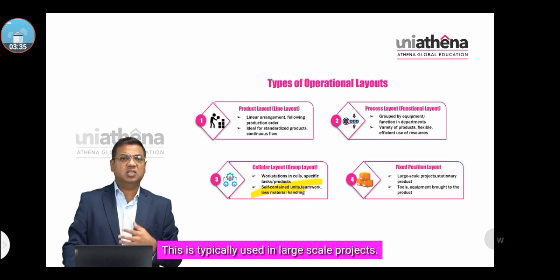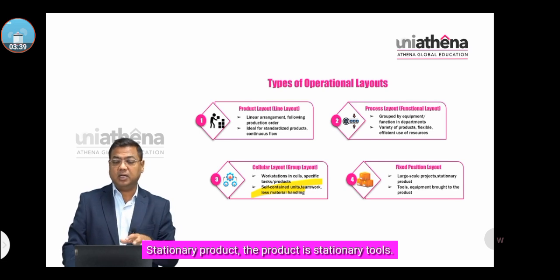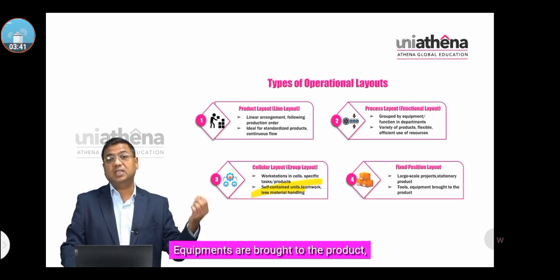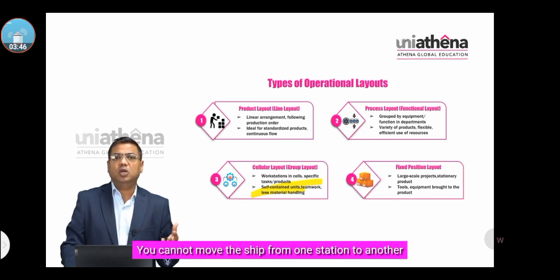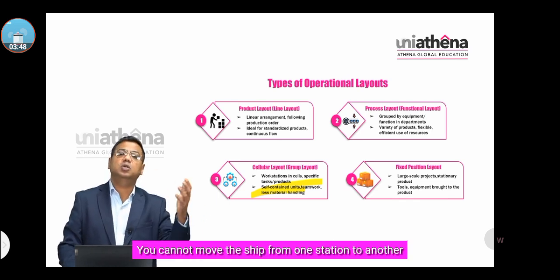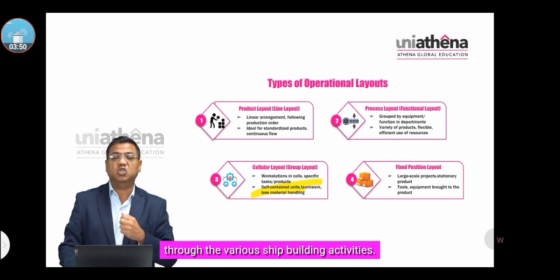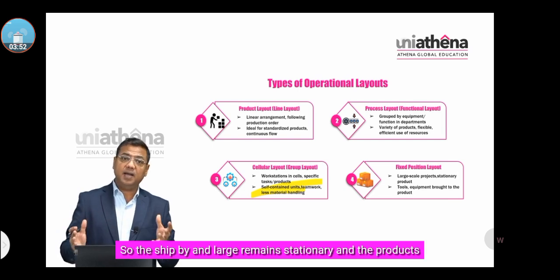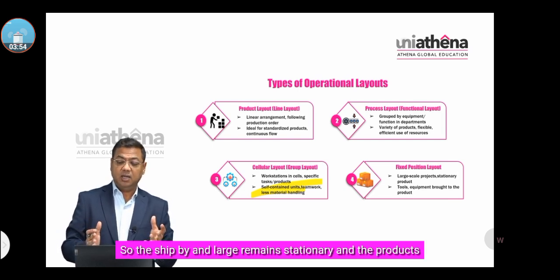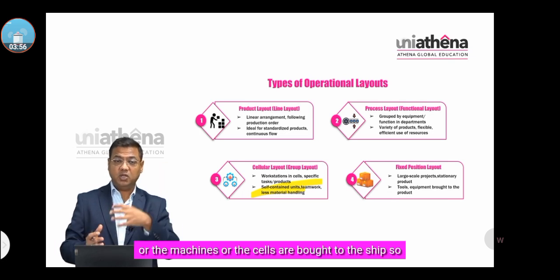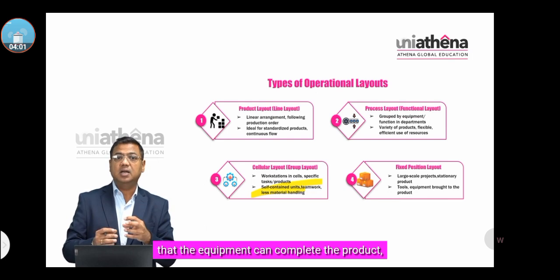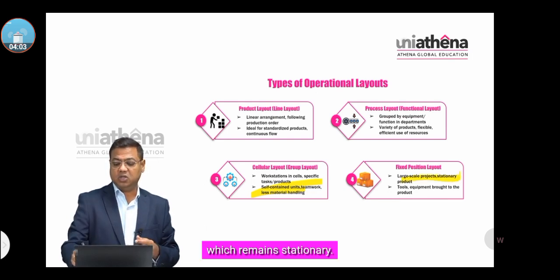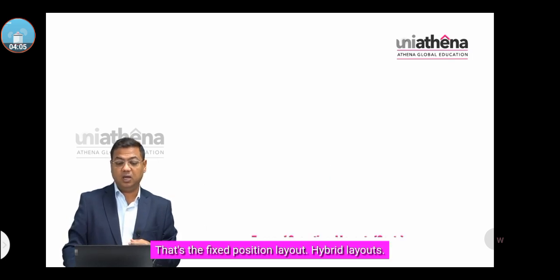Fixed position layout. This is typically used in large scale projects. Stationary product. The product is stationary. Tools and equipment are brought to the product. Let's say ship building. You cannot move the ship from one station to another as it goes through the various shipbuilding activities. So the ship by and large remains stationary, and the machines or the cells are brought to the ship so that the equipment can complete the product which remains stationary. That's the fixed position layout.